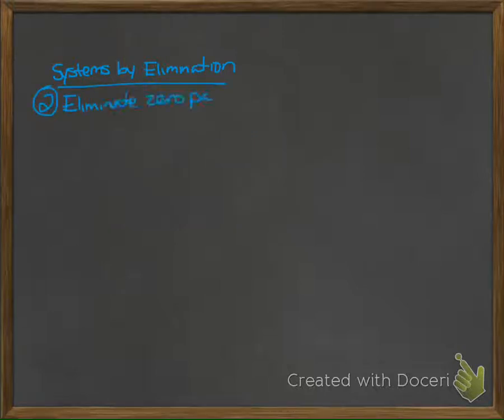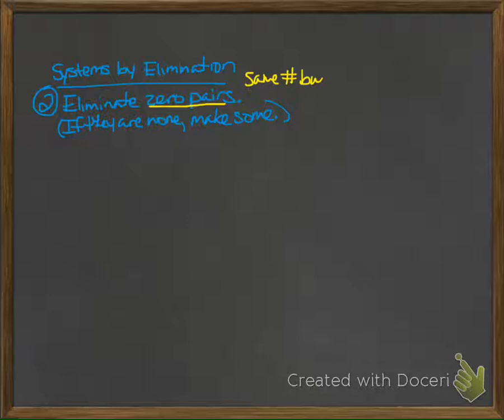The second step to solving systems by elimination is to eliminate zero pairs. But if there are none, then you need to make some. So let's go over again what a zero pair is. A zero pair is when you have two numbers that are the same, but they have opposite signs. Two numbers that are the same, but with opposite signs. So I'm going to show you some examples of this step. Actually, 3 of them altogether, so I can show you all 3 scenarios.